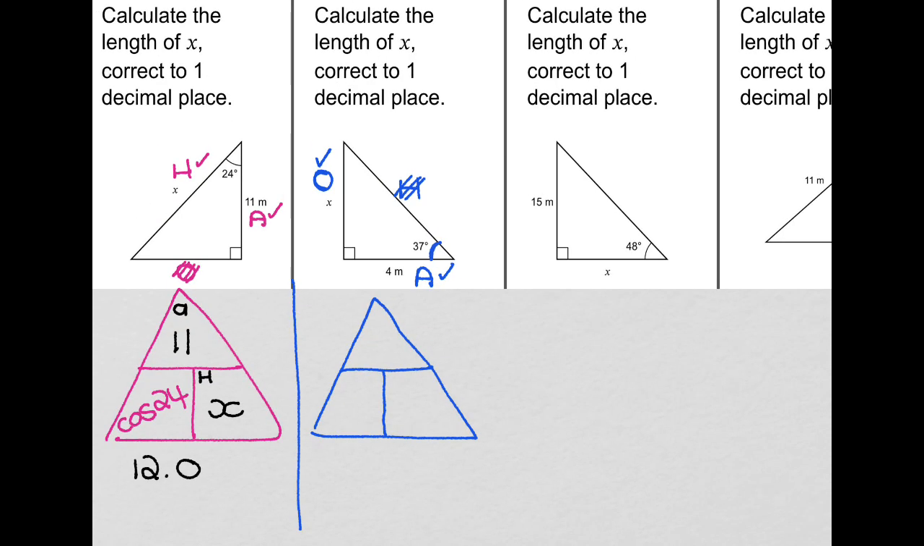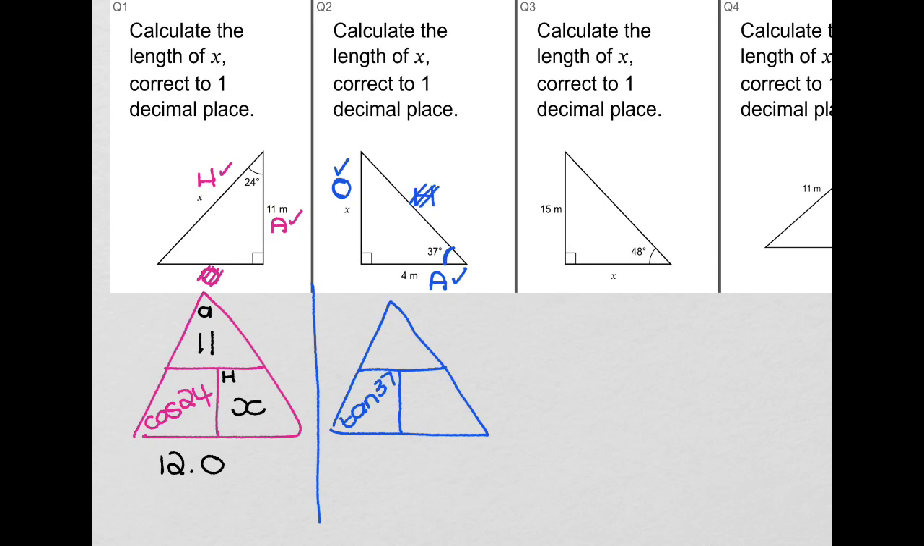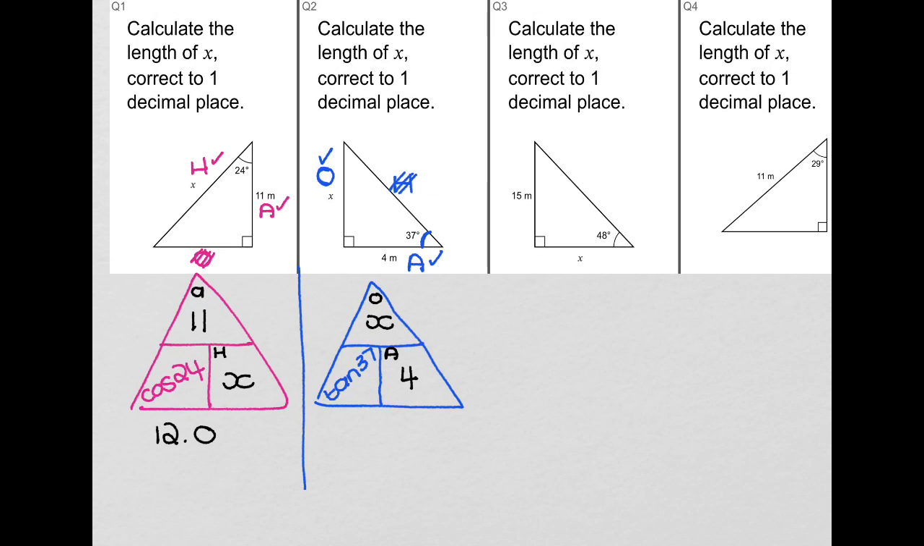I now know it's a tan question, so I'm going to say tan of 37. And let's just remind ourselves, tan is opposite over adjacent. So my opposite is x. My adjacent is 4. Is this a times or a divide question? This is a timesing question because the tan 37 is right next to the 4. So I'm going to say tan 37 times 4, and I get my x to be 3.01.